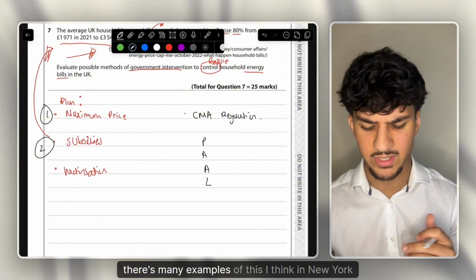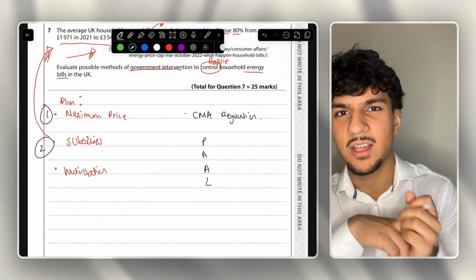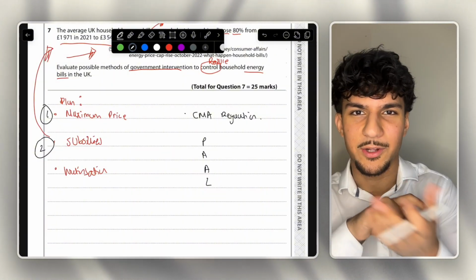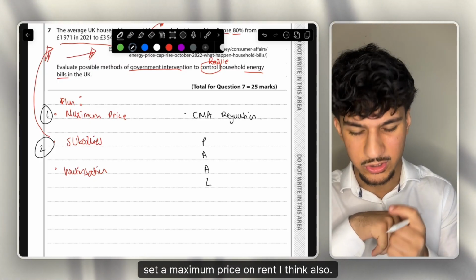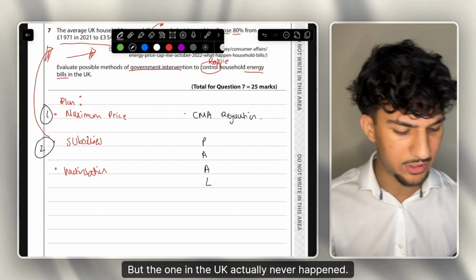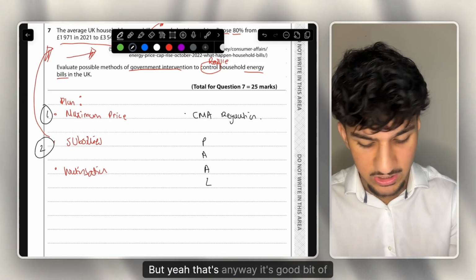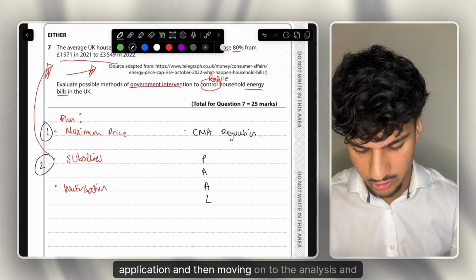There's many examples of this. I think in New York, the mayor Arnold, the actor, he set a maximum price on rent, I think, also, but the one in the UK actually never happened. It was just proposed. But yeah, anyway, it's a good bit of application. And then moving on to the analysis.